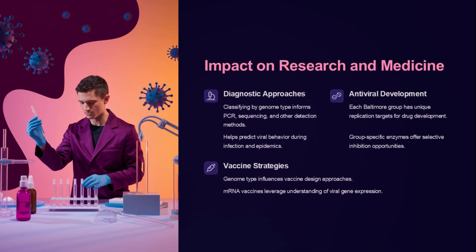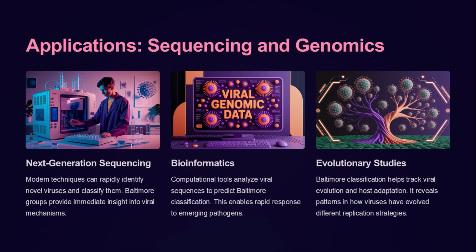Knowing the genome type influences the design of vaccines, as different approaches may be needed for RNA versus DNA viruses. The rise of mRNA vaccines has leveraged our growing understanding of viral gene expression to develop new and effective vaccination strategies. Next-generation sequencing allows us to rapidly identify and classify novel viruses, providing immediate insight into their mechanisms.